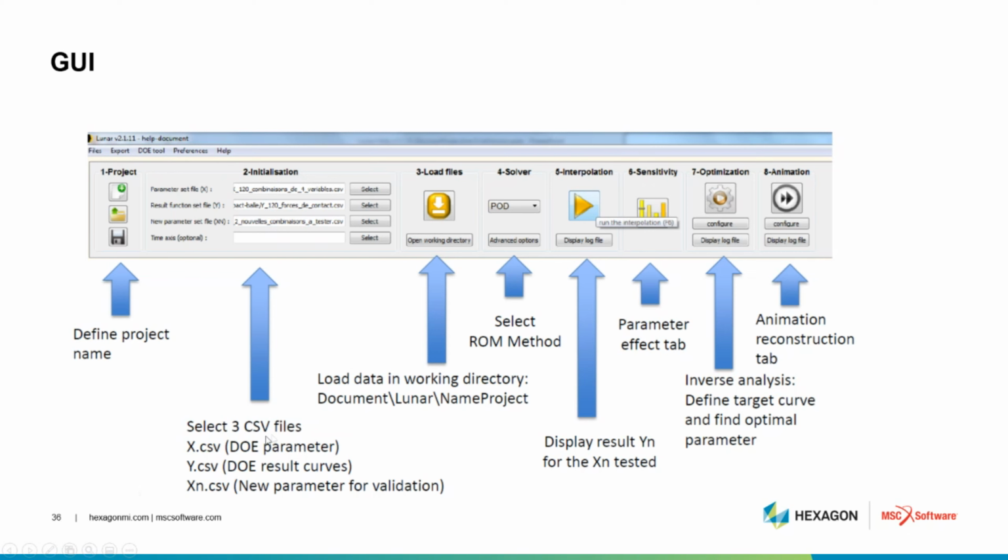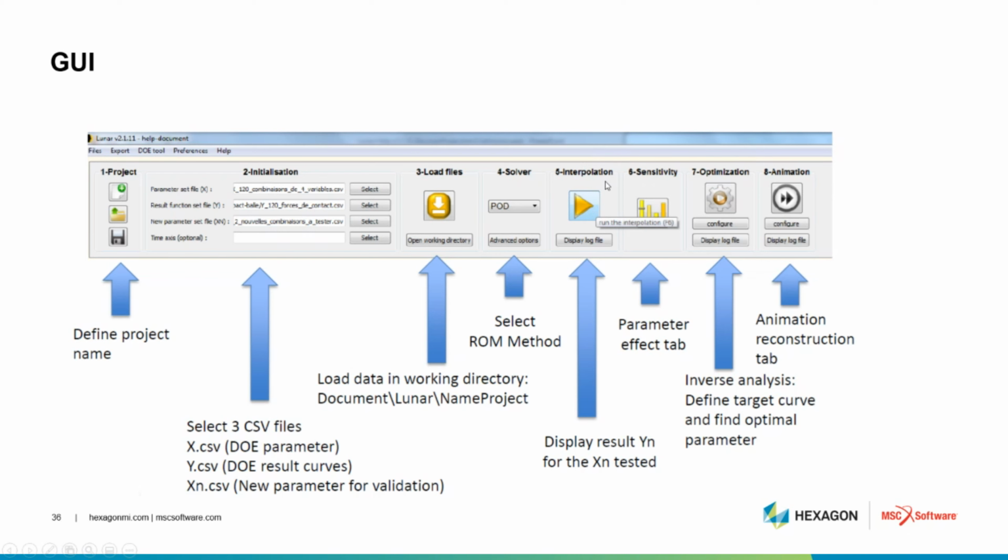And after that, we can give 3 CSV files, as I told you. One of them is an input. One of them is a result file from simulation. Another one is the new parameter we are interested to know, and also for validation of the case. After that, you simply load your files in Lunar and choose the type of solver you want, different ROM methods. And after that, you can do interpolation and drive.